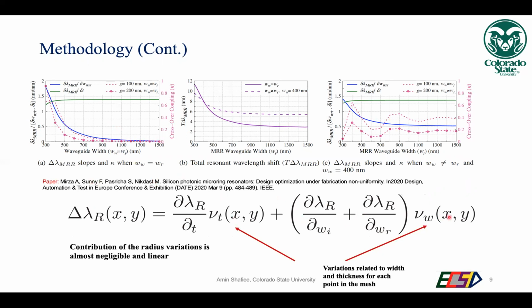And these values for each X and Y can be read from the interpolated mesh grids based on the FPVs that we have initially. In this figure, we can see that the width of the ring and the width of the waveguide are the same. We call this case the conventional case. And in this paper, we can see that the slopes are for the case that the widths are different. And we call it the unconventional case.